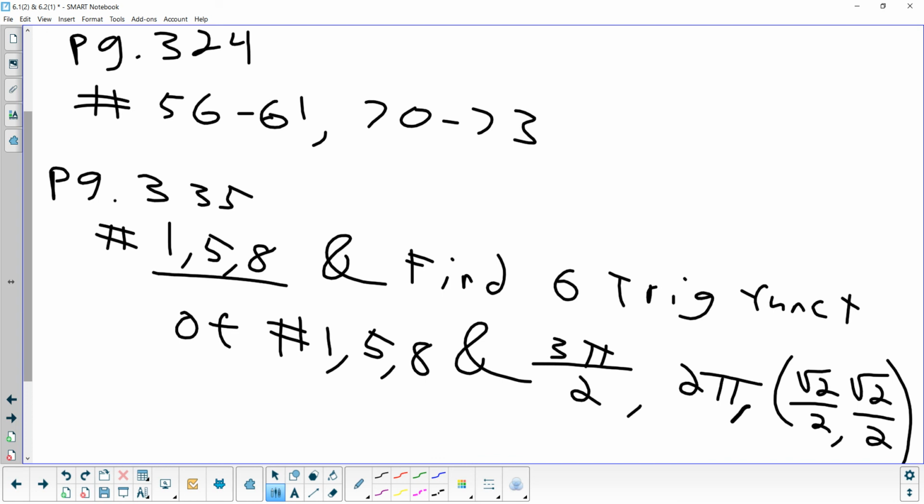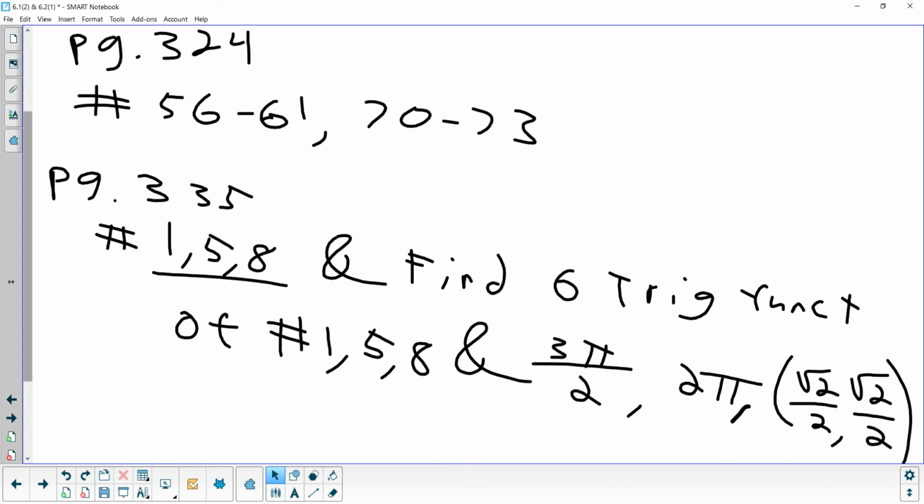Okay, so do what they're asking you to do in the book for that, and then find the 6 trig functions of 1, 5, and 8. The sine, the cosine, the tangent, and I'd like you to find the 6 trig functions of these 3 as well. Find the 6 trig functions of 3 pi over 2, the 6 trig functions of 2 pi, and the 6 trig functions of root 2 over 2. That one I'm giving you the coordinate, so you don't have to do that yourself.